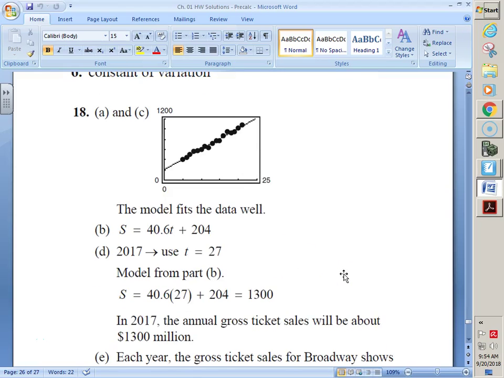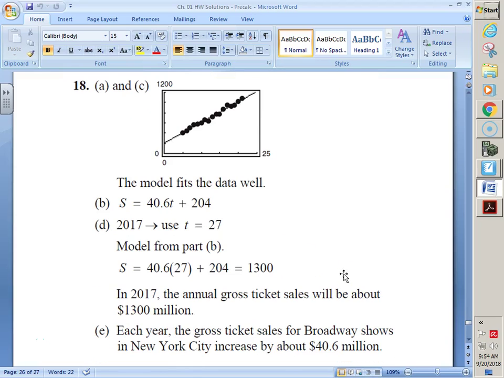So number 6 is talking about K, the constant of variation, or you could have said the constant of proportionality. I think there are 2 names for it.